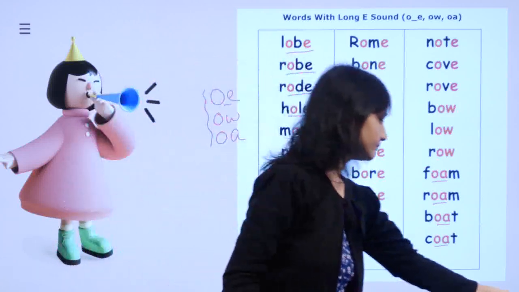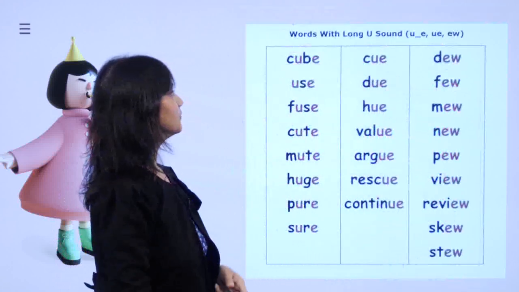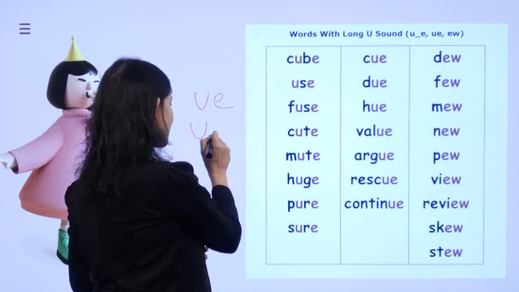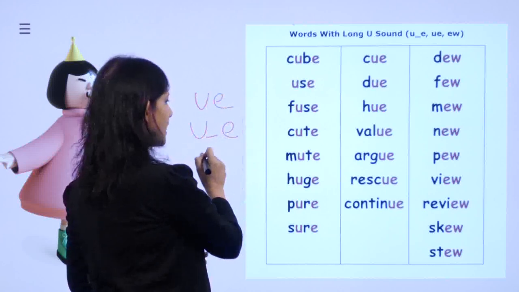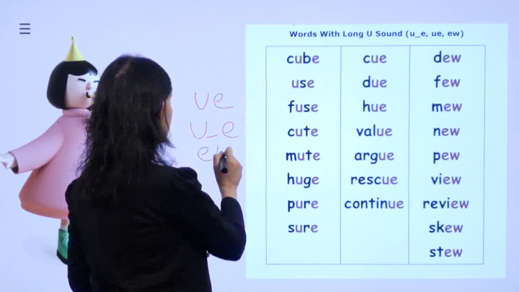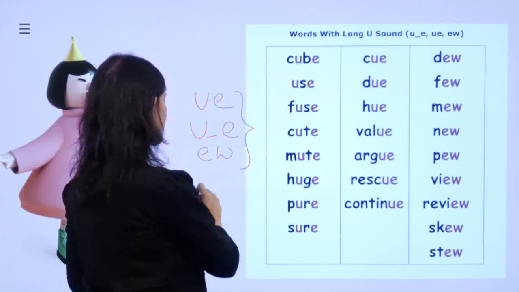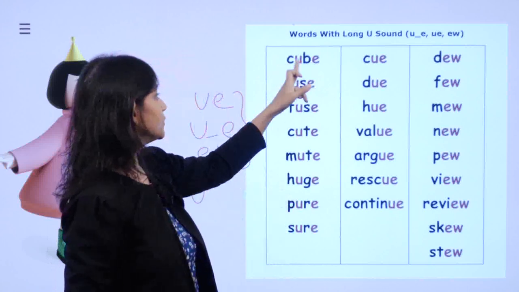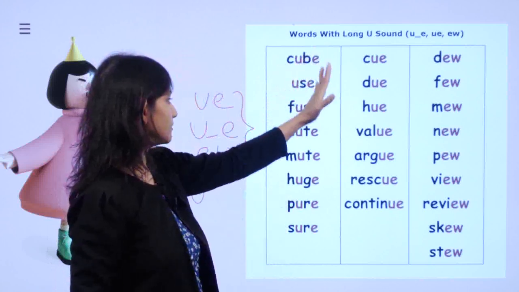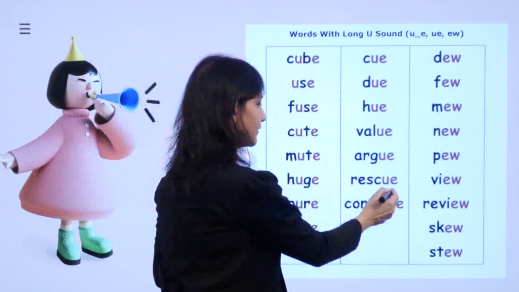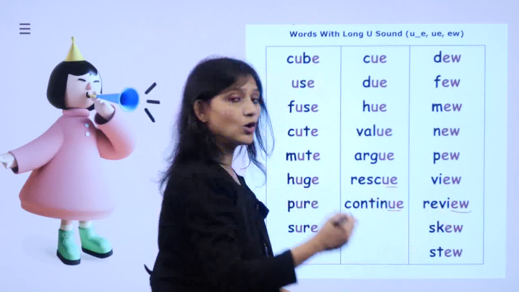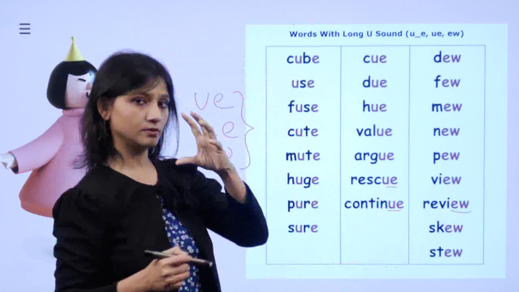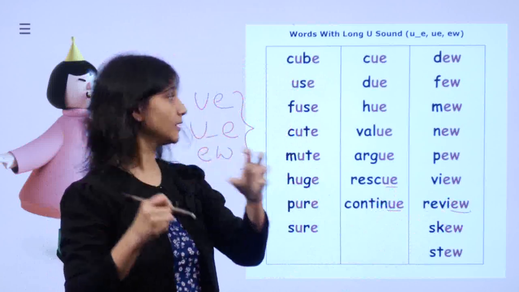Now, we come to U. So, U with E, U with something in between, or E W. All these three produce the sound U. U, E, something in between. See, there is something in between. Or U E together. Or E W. All these three produce the same sound, the long sound of U. Cube. You know cube, the square thing, cube. Use.